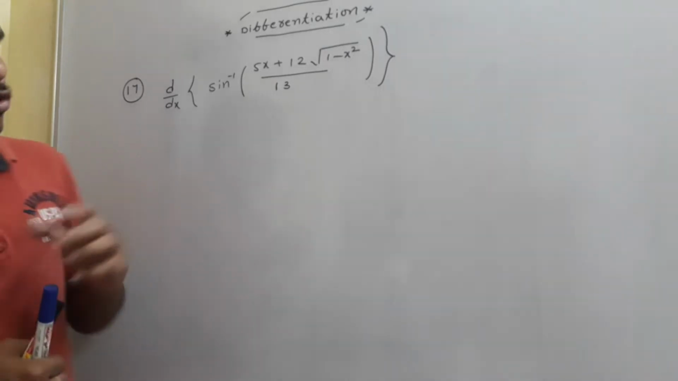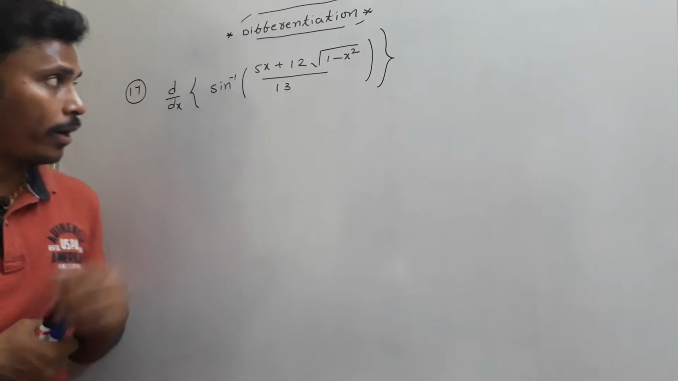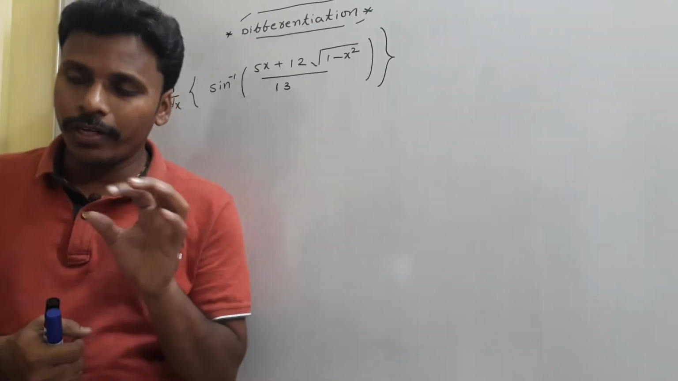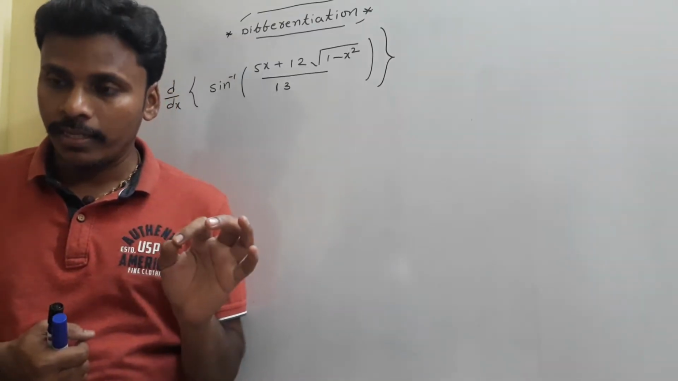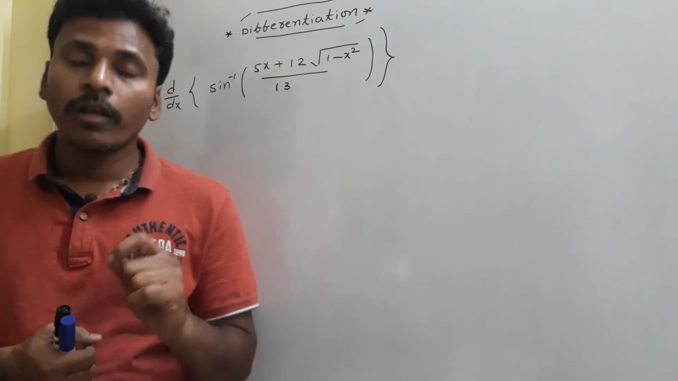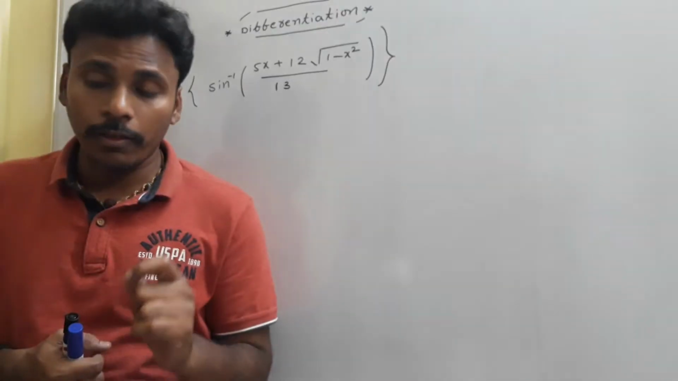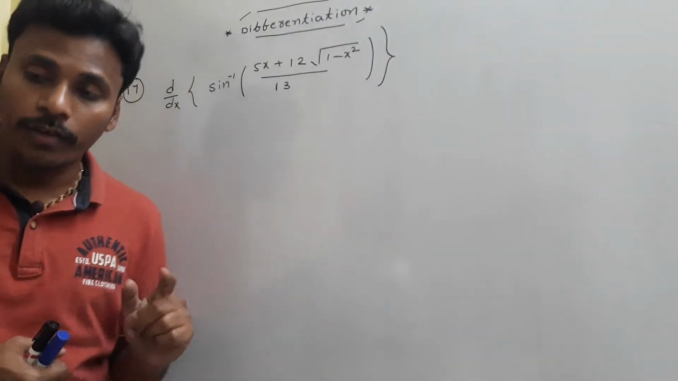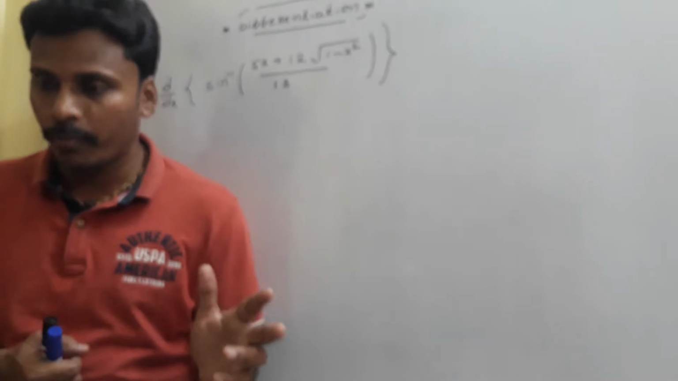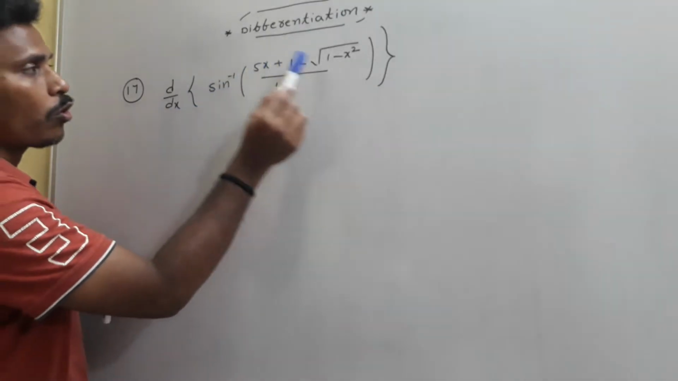So d by dx of sine inverse of (5x plus 12 root 1 minus x square) by 13. Actually we did a similar type of problem in the last class, I think the 15th one, a cos x plus b sin x. We took a by root of a square plus b square as cos alpha and b by root of a square plus b square as sin alpha in that problem. In the same way here, if you observe, we need to calculate d by dx of sine inverse of this one.